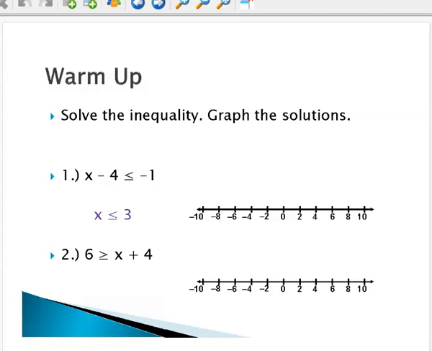So in that first one, the solution is x less than or equal to 3, and the graph will have a closed dot shaded to the left. In the second one, the solution is x is less than or equal to 2, and we'll have a closed dot again, this time at 2, also shaded to the left.